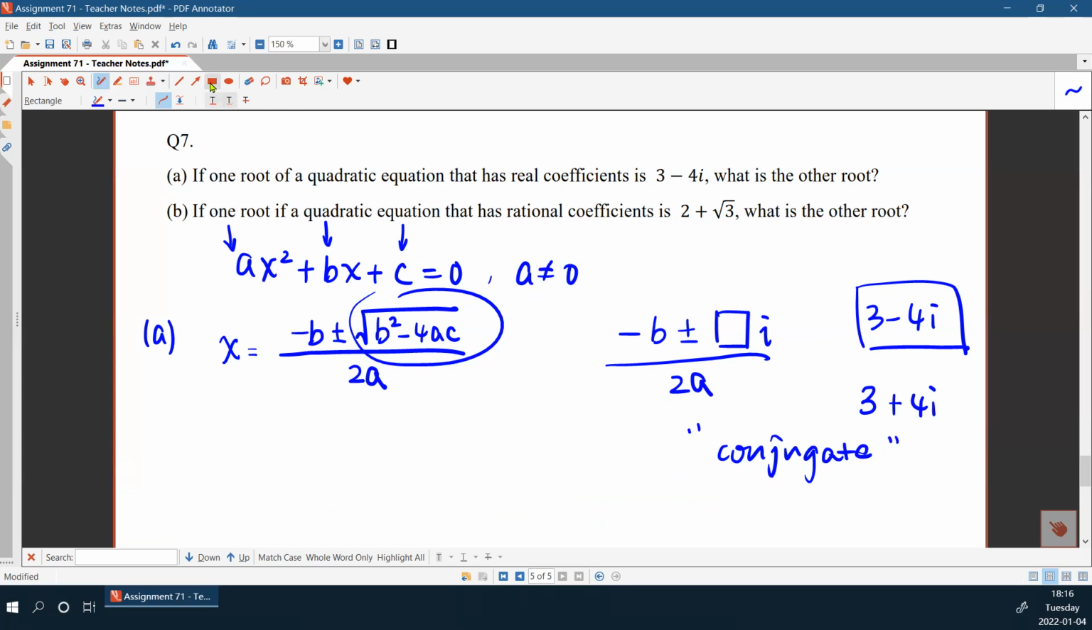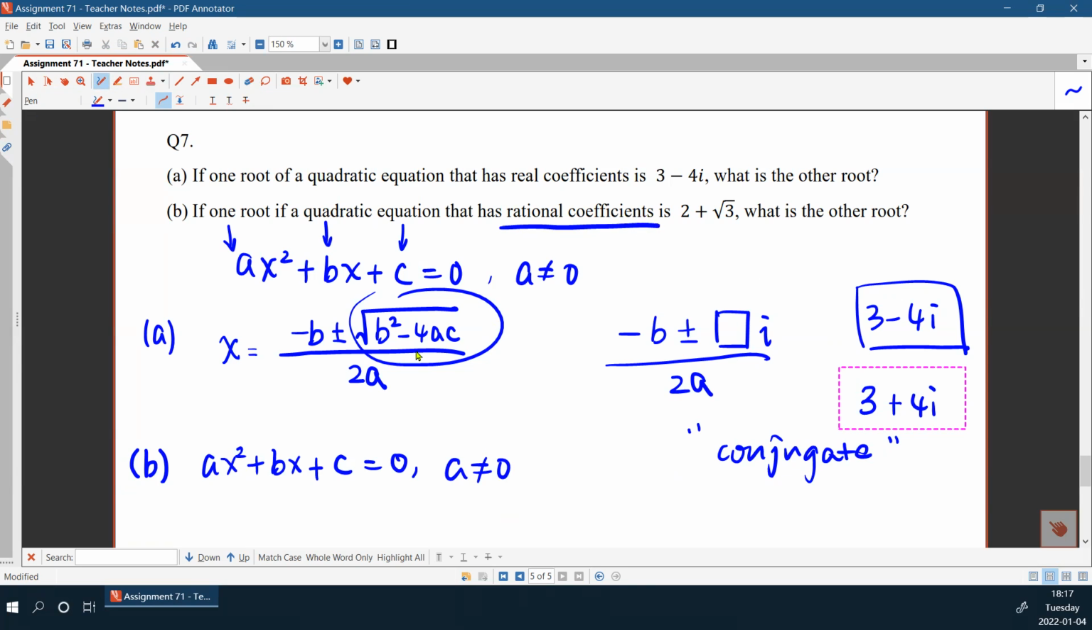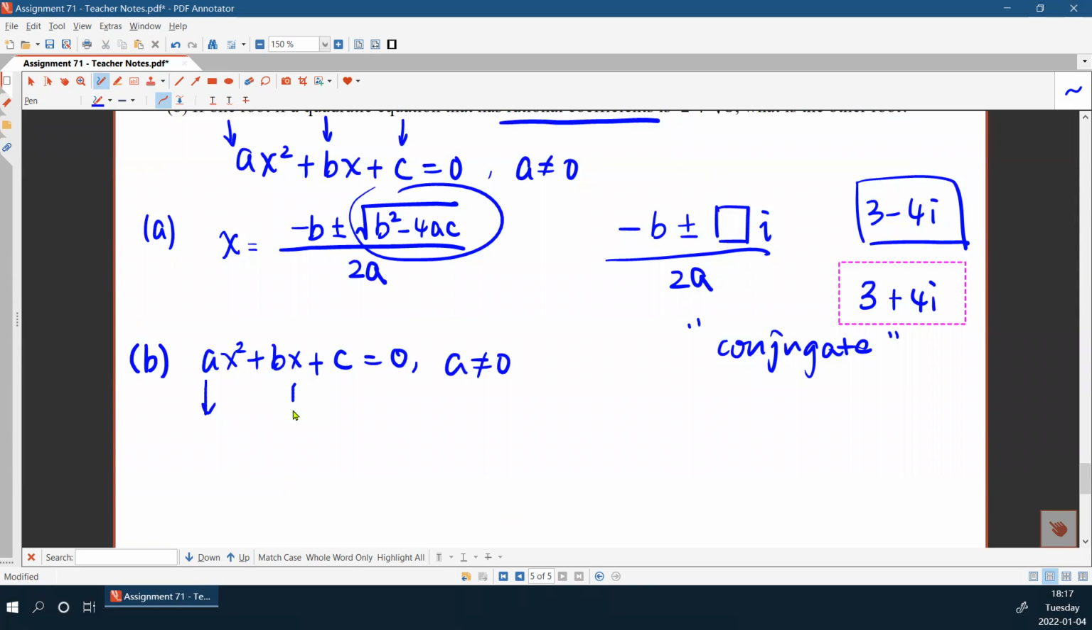Okay, so remember this conclusion. If you have two imaginary roots, the two imaginary roots will be conjugate to each other. Okay, so for the second question, again, let's consider the quadratic equation, here is not zero, but this time all the three coefficients are rational coefficients.